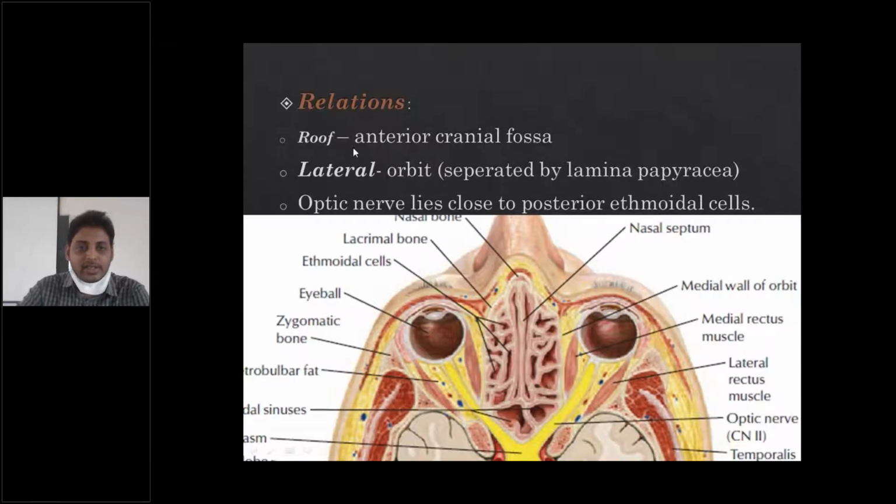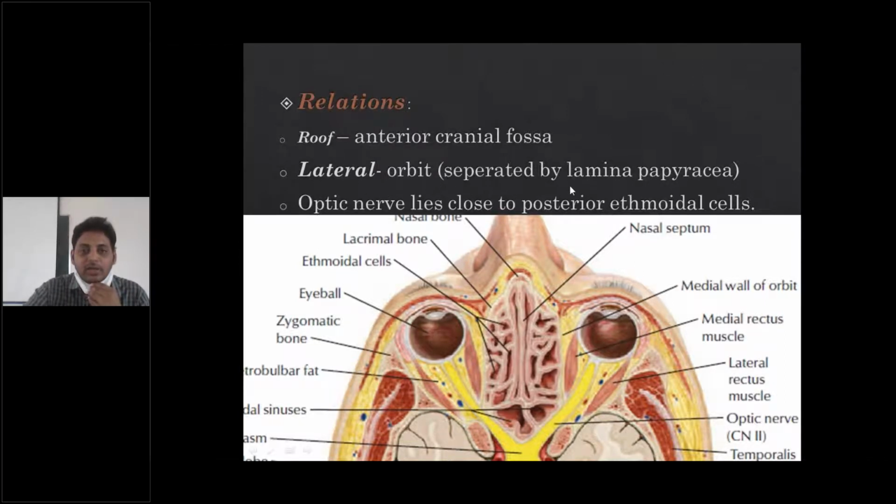Coming to the relations of the ethmoid sinus, ethmoid means sieve-like. You can see small cavities in the ethmoid sinus. As my pointer shows, these are all the ethmoid cells in the ethmoid sinus, and as we go posteriorly, this is the posterior side, you will have much larger cells compared to the anterior cells, which are more in number and smaller in size. The roof is formed by the anterior cranial fossa. This ethmoid sinus lies between the orbit and the nasal cavity or the septum.